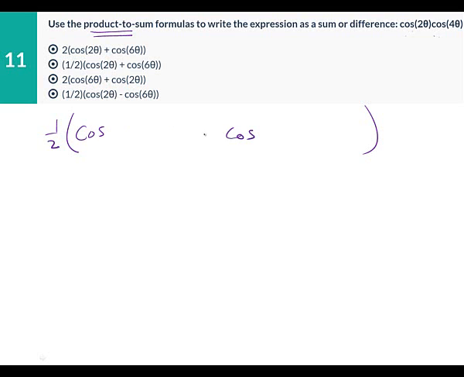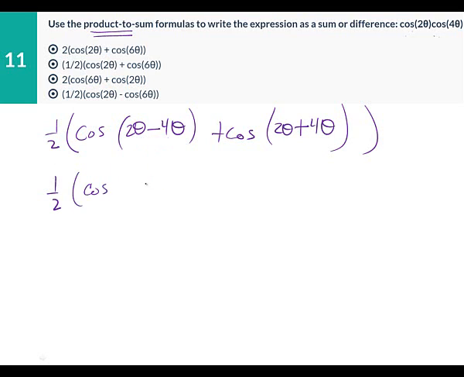And then what are our trig pieces for cosine? Cosine and cosine. Okay, and what operational symbol do I put in between? Plus. And in this first set of parentheses, what's the operation? Minus. And the second set, I put a plus. And then we plop in our two angles, right? So 2 theta, 4 theta. All right. What's 2 theta minus 4 theta? Negative 2 theta, and 2 theta plus 4 theta is 6 theta.